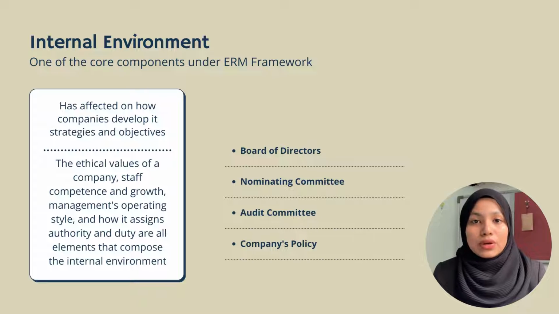The ethical values of a company, staff competence and growth, management's operating style and how it assigns authority and duty are all elements that compose the internal environment. The internal environment for WCE Holdings Berhad consists of its board of directors, nominating committee, audit committee and company's policy.